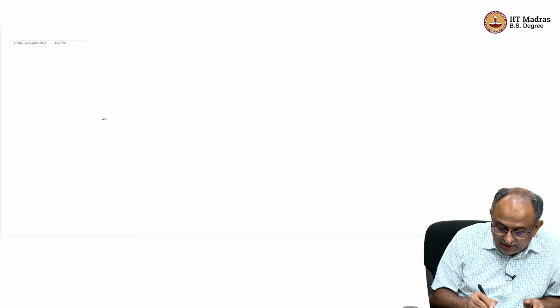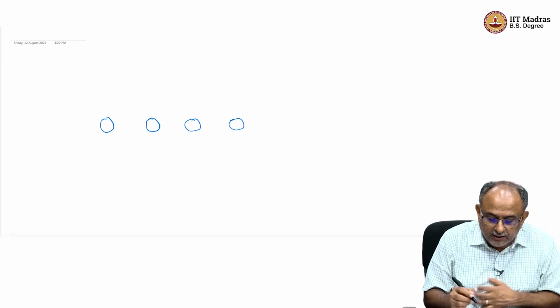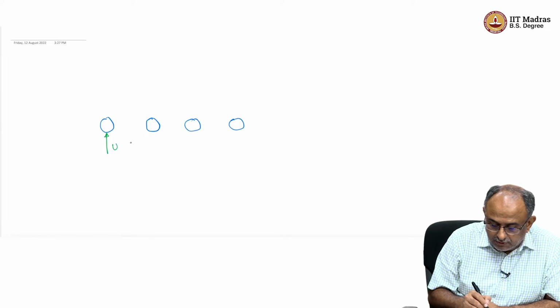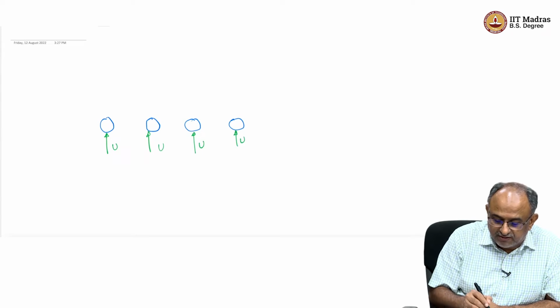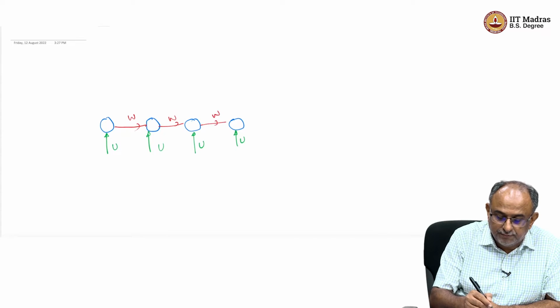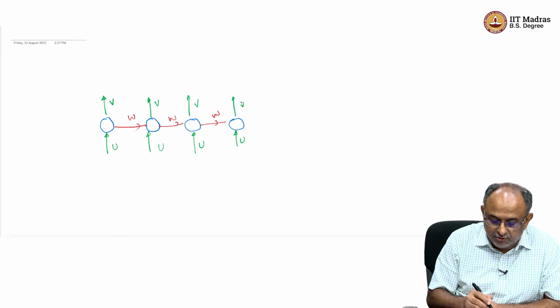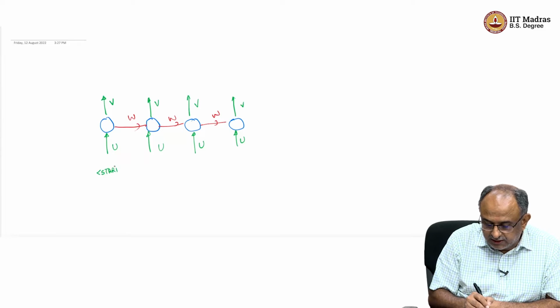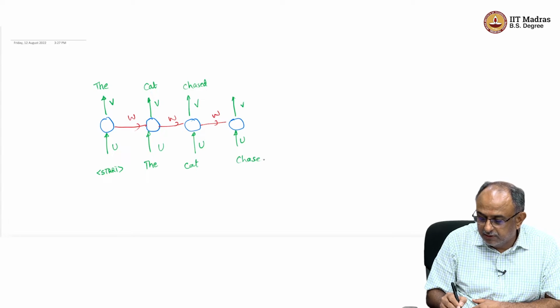So I have the recurrent neural network. We have these paths that are going up, and then we have this U, and then the cross paths, which are the W, and this one let me put as V. So if this is the start of a sentence and that is the symbol that I have to give, then I give "the" here, then "cat" comes, then "chased", then "the".